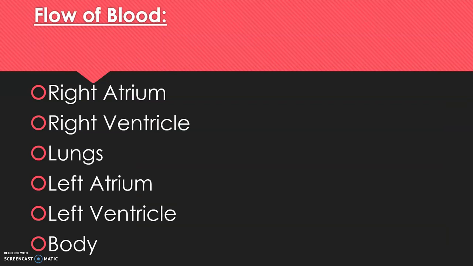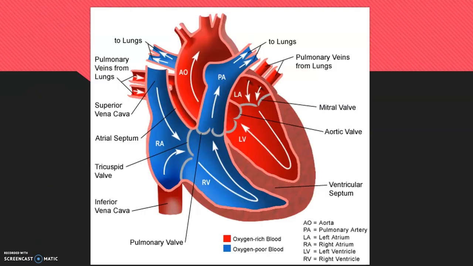So the flow of blood through the heart. The basic way goes from the right atrium, right ventricle, the lungs, left atrium, left ventricle to the body. The blood enters into the right atrium through the superior vena cava and the inferior vena cava. And that carries deoxygenated blood high in carbon dioxide and puts it right into the right atrium. The right atrium is going to send the blood through the tricuspid valve to the right ventricle.